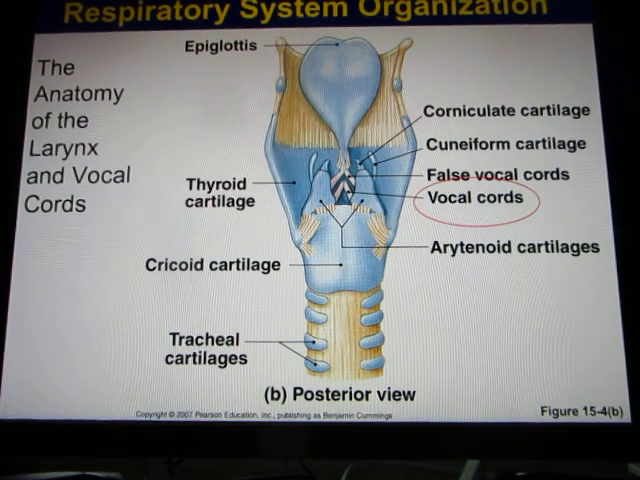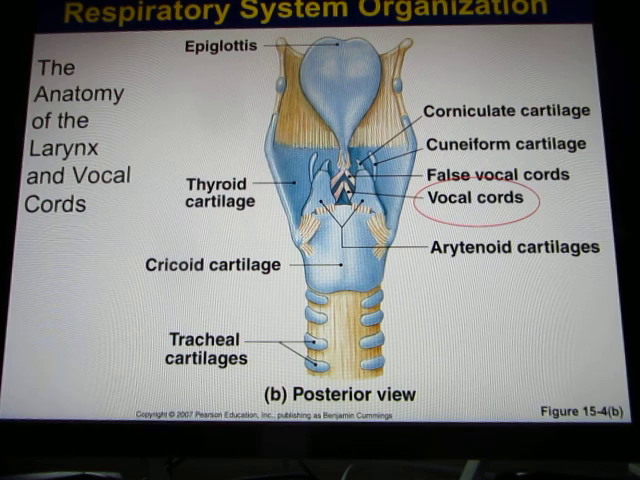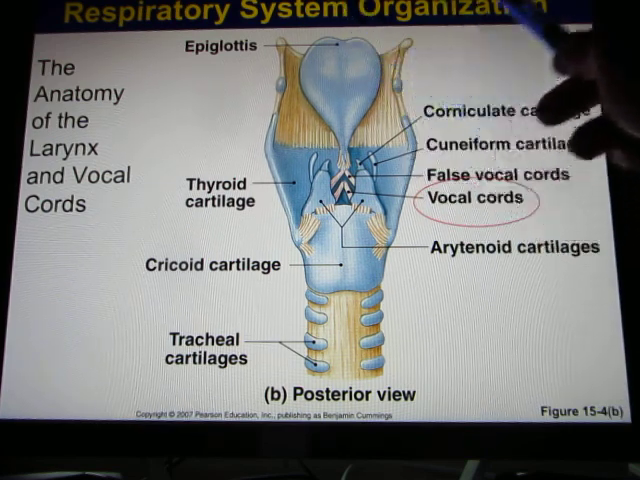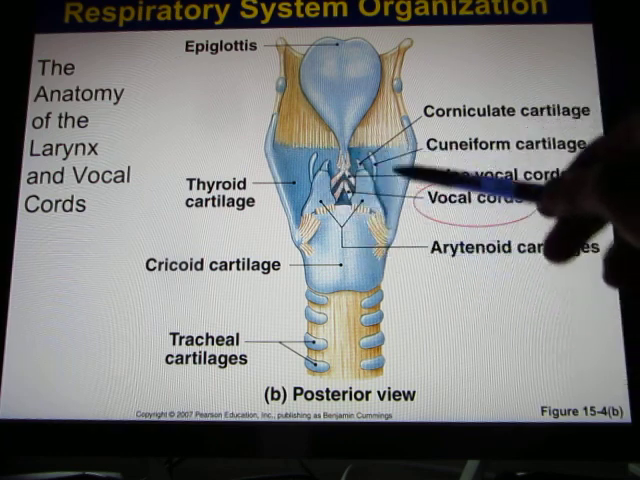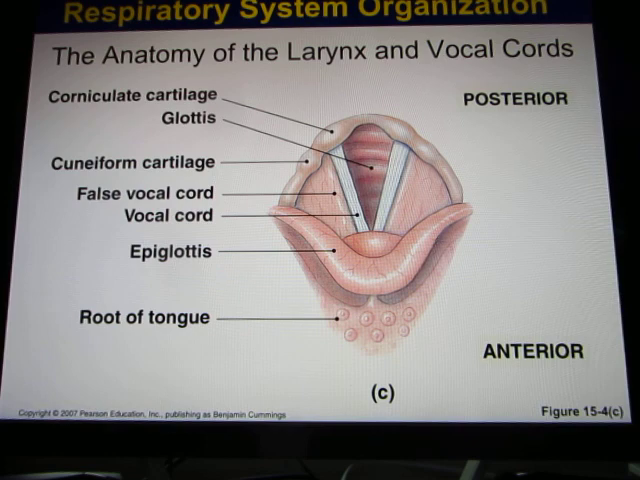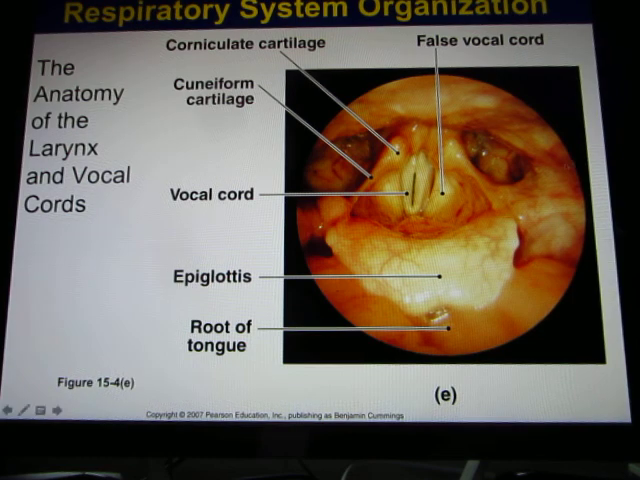And this slide shows you those inside structures. That's the epiglottis. It can flip closed when you swallow. And this part is your vocal cord. So there's another slide showing you the vocal cord from the top view. And that's how it really looks like. That's the epiglottis. And that's your vocal cord.